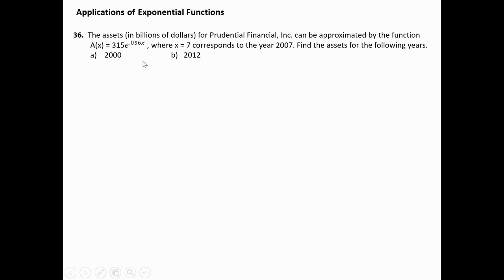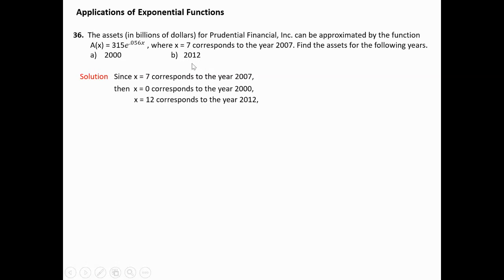Okay, so here we go, guys. Solution: if x equals 7 corresponds to the year 2007, then the year 2000 will be when x equals 0, right? And then x equals 12 will correspond to the year 2012. So all we do for part A is evaluate when x equals 0. We're going to plug in 0. A of 0 will just be 0 for the x. It's going to give us 315 because anything to a 0 power will just be 1. The answer is 315. But since it's in billions, it's going to be $315 billion.